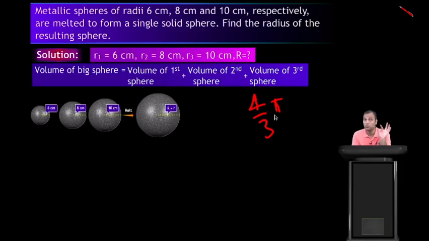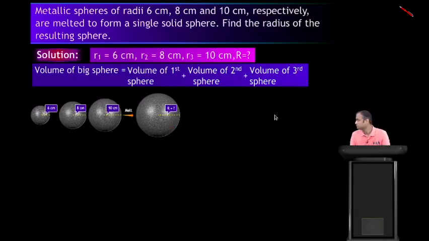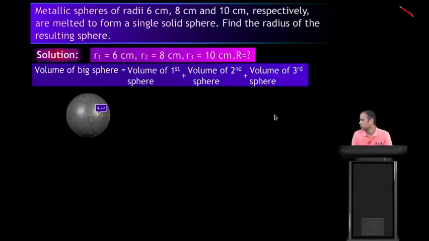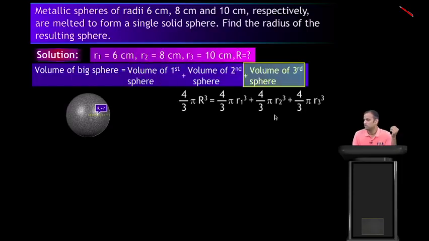Now we have to pick which r we are using. If we are finding the volume for the bigger sphere, we will use capital R. If we are using it for this one, we will use small r. So the volume is, yes, 4 upon 3 pi capital R cube. Then we have the first sphere 4 upon 3 pi R1 cube, then we have R2 cube, then we have R3 cube.